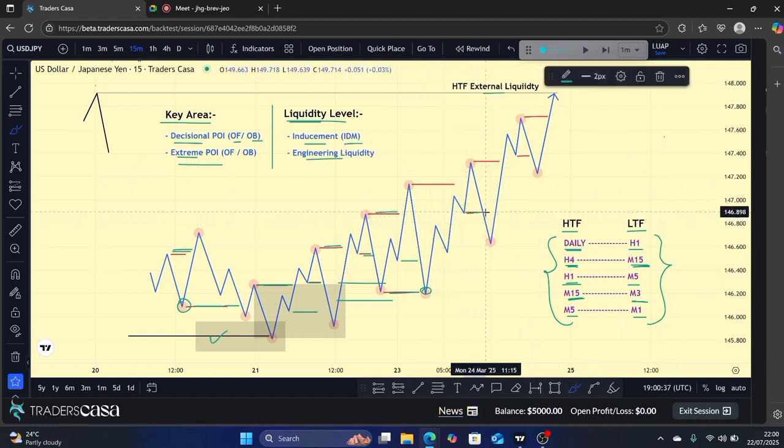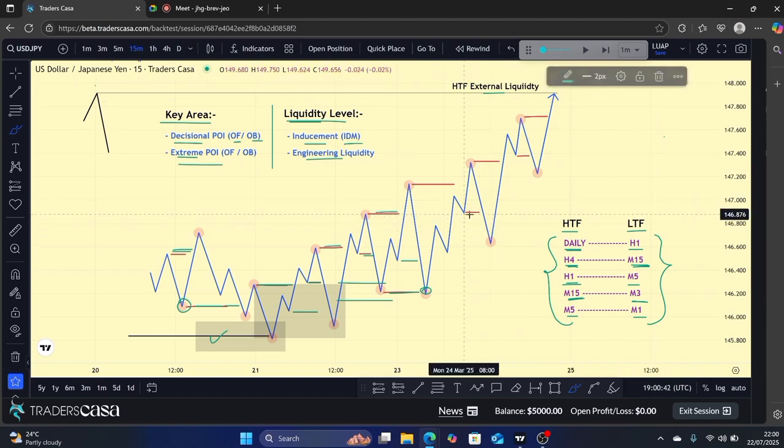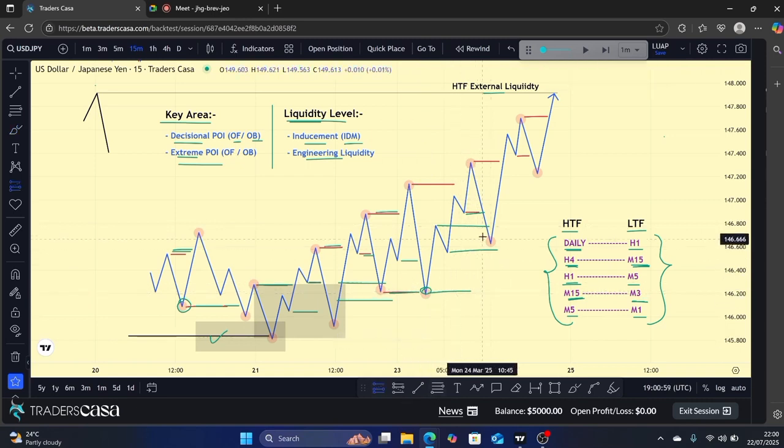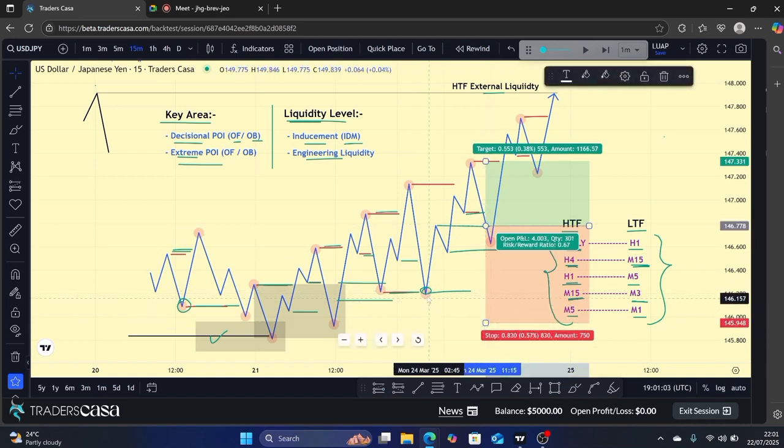So in this case, it's a minor inducement, right? You can clearly see this here is the minor inducement, and this one here is, let's say, the extreme POI or the decisional POI. This is the minor inducement, so this one here is a major inducement. If you are to set the limit order, you will have to have a bigger stop loss, because you need to extend below this area so that you may cater for that sweep in case price decides to reverse all the way, taking this major inducement.